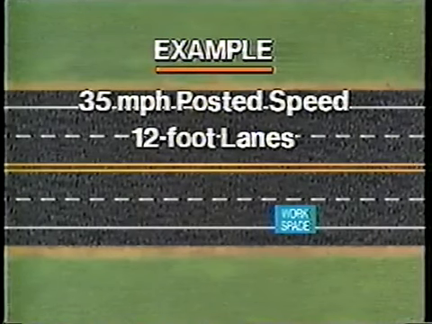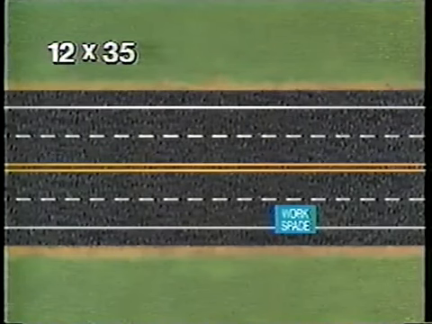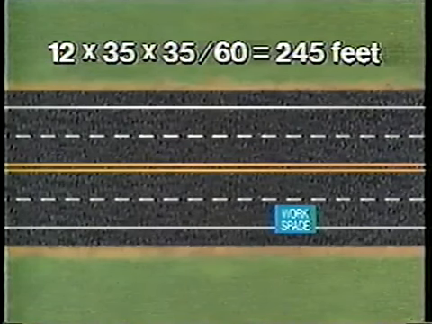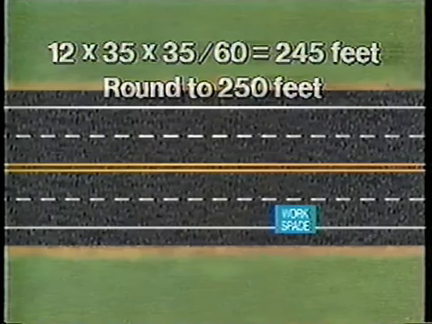If the posted speed is 35 miles per hour with 12-foot lanes, then the required lane closure taper would be 12 times 35 times 35 divided by 60, which equals 245 feet. We'll round it to 250 feet.